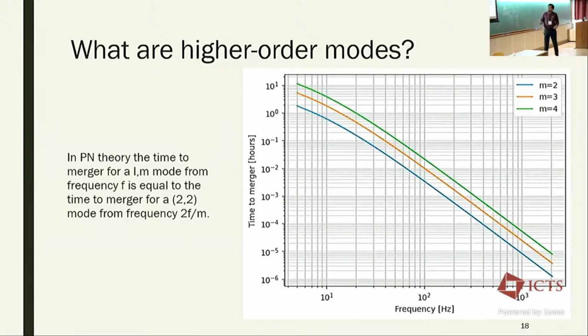And the time to merger for different modes is also different in post-Newtonian theory. For example, starting from 10 Hertz, a 2-2 mode lies in band for around half an hour, but the 3-3 mode will be for 2 hours, and it will be around 5 hours for a 4-4 mode. So the frequency evolution is different for each and every mode, and that actually helps us in our analysis.